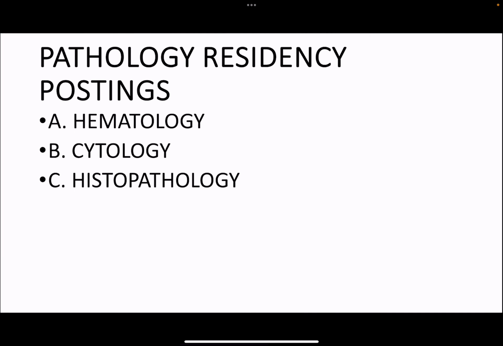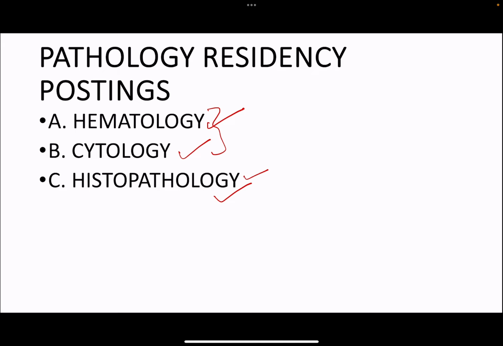In your residency in MD Pathology, there are three postings, depending upon your own college. There's first hematology, cytology, and histopathology. In my college, hematology and cytology are clubbed together at one place, and histopathology is separate.